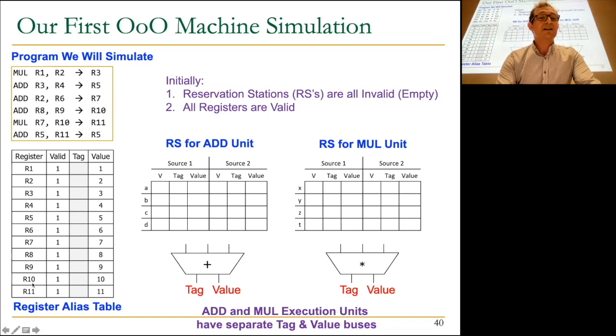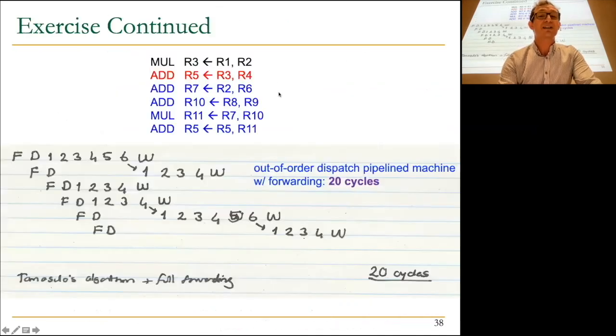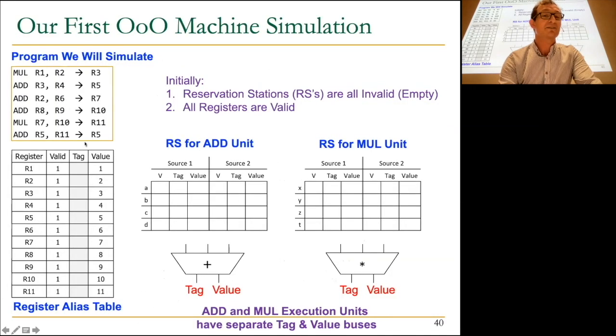So this is our register file initially. We're going to call it the register alias table. You can see that all values are valid. And the values are the same as the register numbers, if you will, for now, just for fun. This is a program we will simulate, which is exactly the same as what I showed you over here. It's written in a slightly different font.